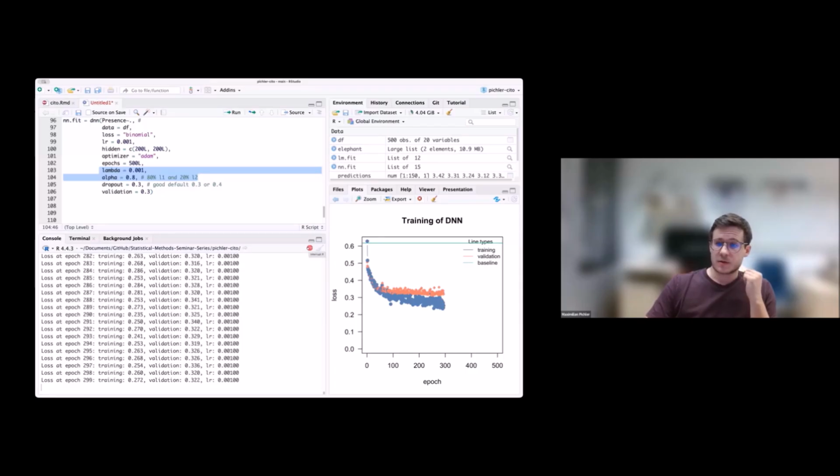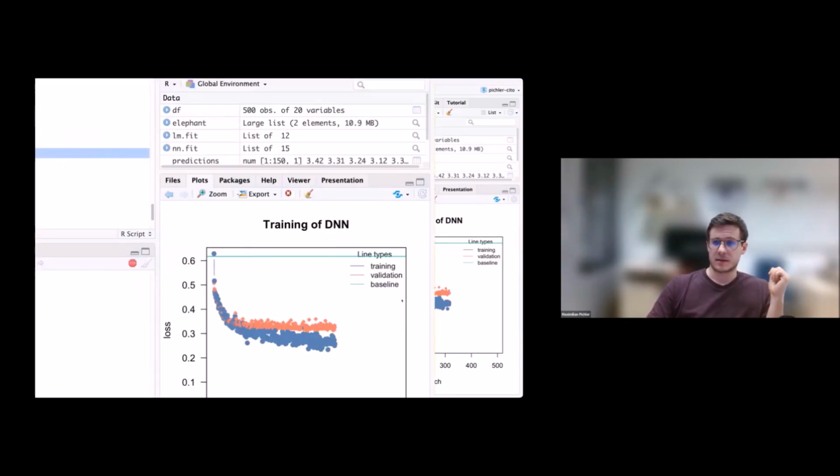Another thing we usually do, because the training can take a long time, is that if the validation loss is not decreasing anymore after a certain threshold, we can tell cito to stop the training at this threshold. And this is what we call early stopping. Stop training when validation loss does not decrease anymore.